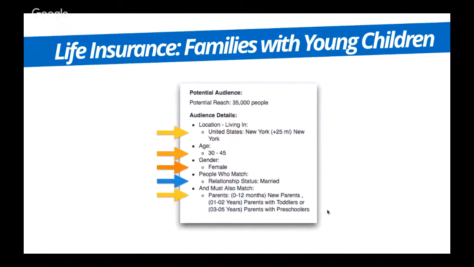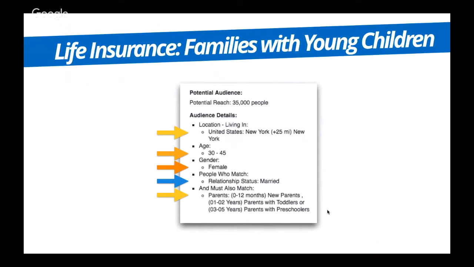So here's a screenshot from Facebook on how you can target my wife. If you look down where the arrows are, we've targeted people in New York, a 25-mile radius around New York, who are aged between 30 and 45.